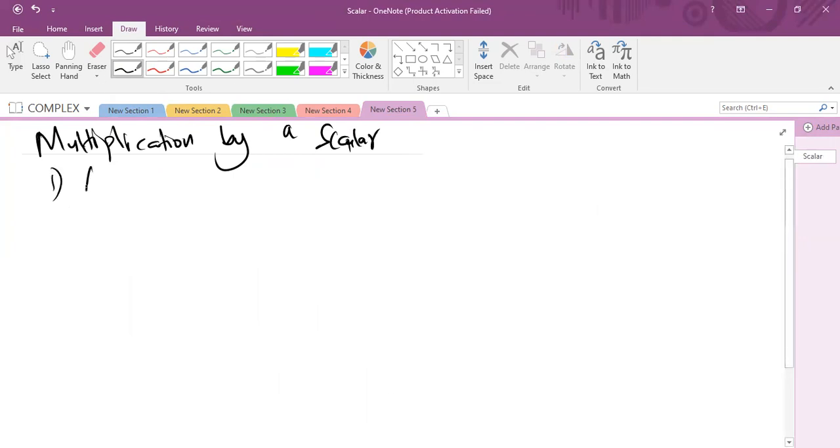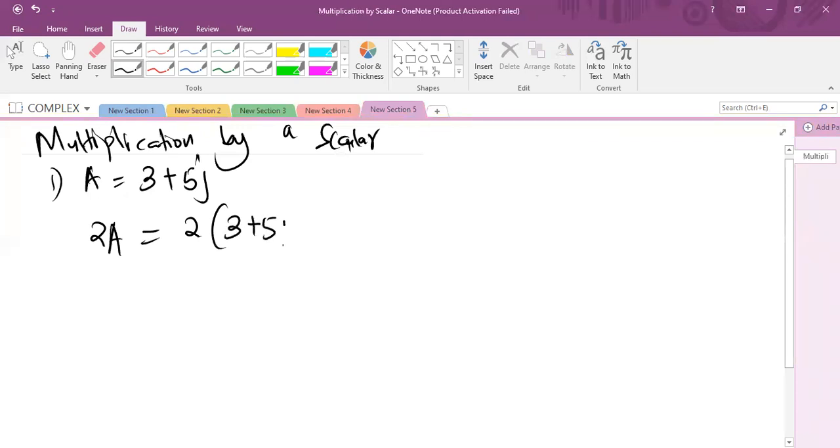So let's say we have a is equal to 3 plus 5j. Then what is 2a? So 2a is 2 multiplied with 3 plus 5j. So you will multiply each term by the scalar, the real part and the imaginary part. So 2 times 3 will give 6 plus 5 times 2 will give 10j. That's how we go about multiplication by a scalar.